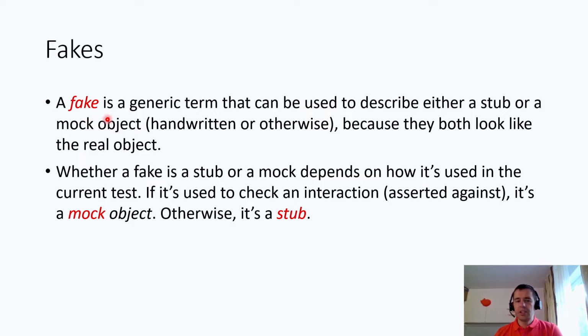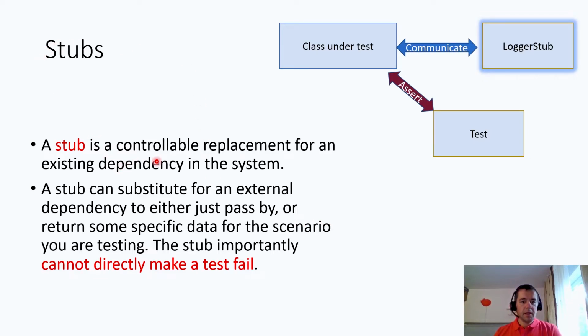Fake is a generic term that can be used to describe either a stub or a mock because they both look like the real object. Whether a fake is a stub or a mock depends on how it's used in the current test. If it's used to check an interaction, so you assert against this fake, it's a mock object. Otherwise, it's a stub. The stub is a controllable replacement for an existing dependency in the system. We have the class under test, which uses a stub, and in the end the test asserts against the class under test, not against the stub.